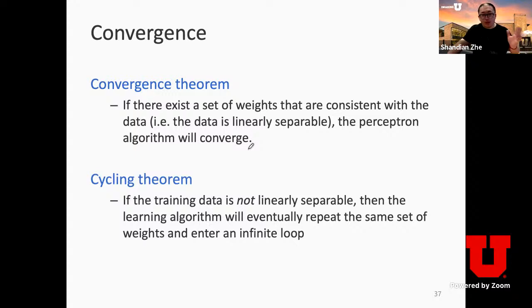But what if the data is not linearly separable? Then the perceptron algorithm cannot converge. It will enter an infinite loop. This is called the cycling theorem. If the training data is not linearly separable, then the learning algorithm will eventually repeat the same set of weights again, unless you intentionally stop running the perceptron. Suppose your data is not linearly separable, meaning there's no hyperplane which can separate positive examples from negative examples. Then if you keep running your perceptron algorithm, you'll eventually enter a state where you're just cyclically going through like 8 distinct weight vectors or 10 distinct weight vectors, forever and ever.